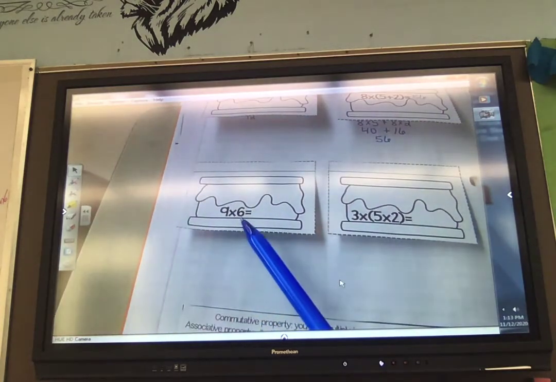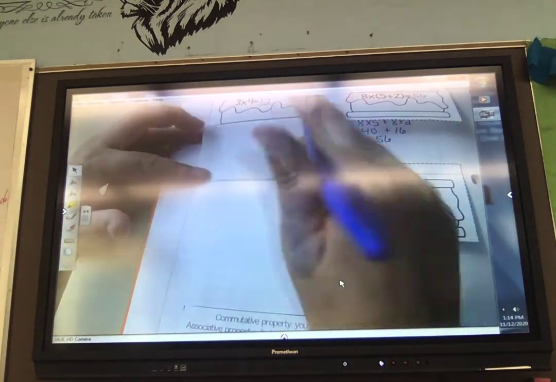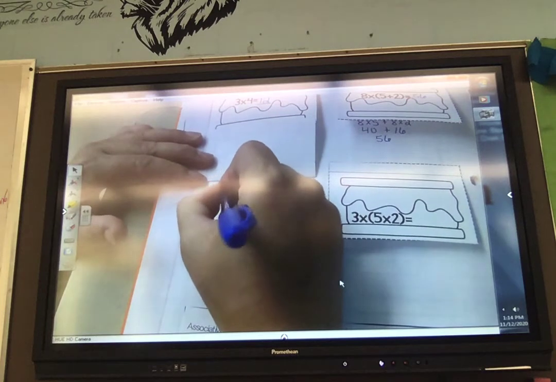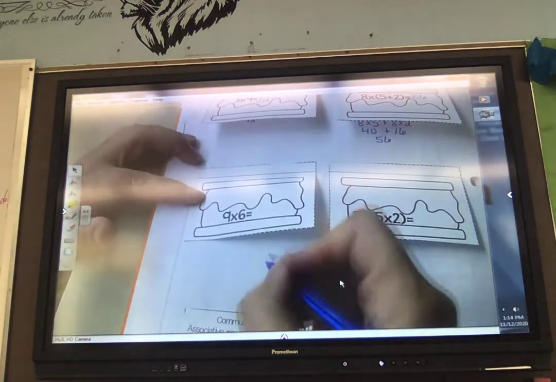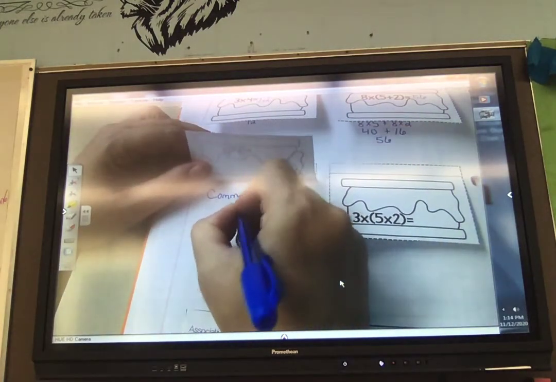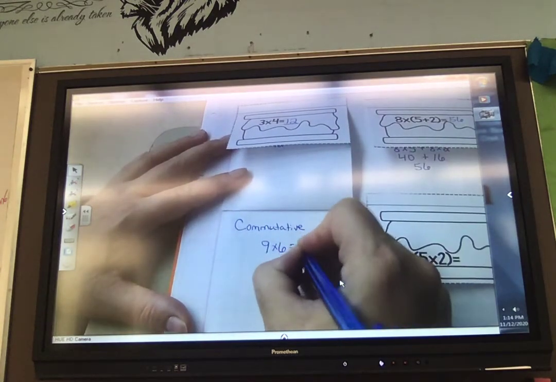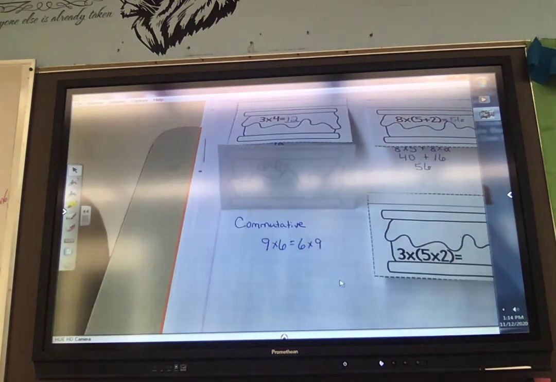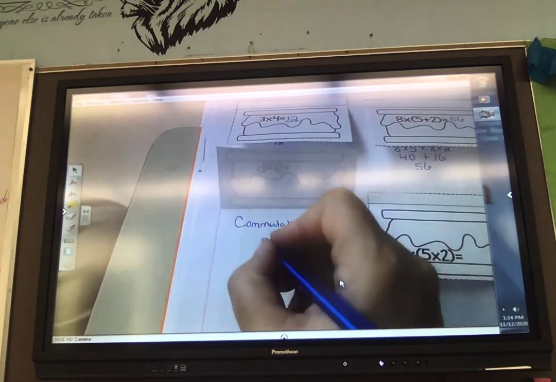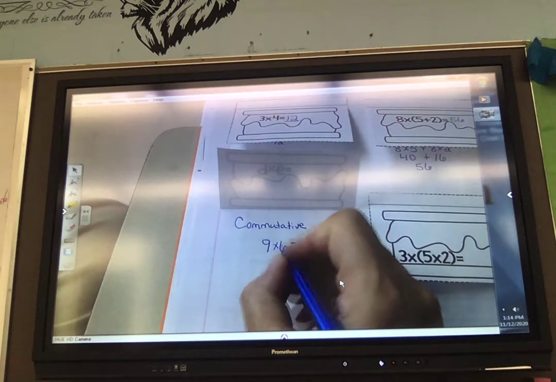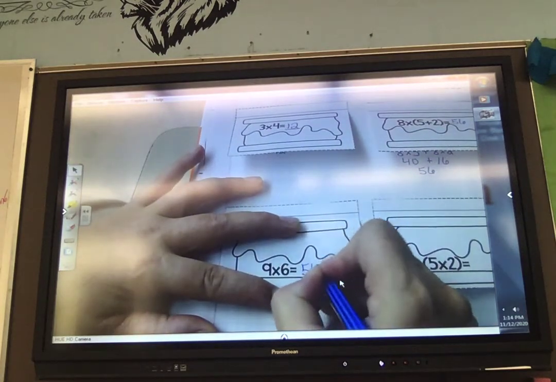We have 9 times 6. So again, this looks just like the first one we did. This is our commutative property. C-O-M-M-U-T-A-T-I-V-E. Commutative says we can take a problem like 9 times 6 and we can switch the order of those factors. So we can do 6 times 9. If we didn't know 9 times 6, we could flip that and do 6 times 9. What is 6 times 9? We're working on our sixes. 54. Very good. So the commutative property, and we know the answer is 54.